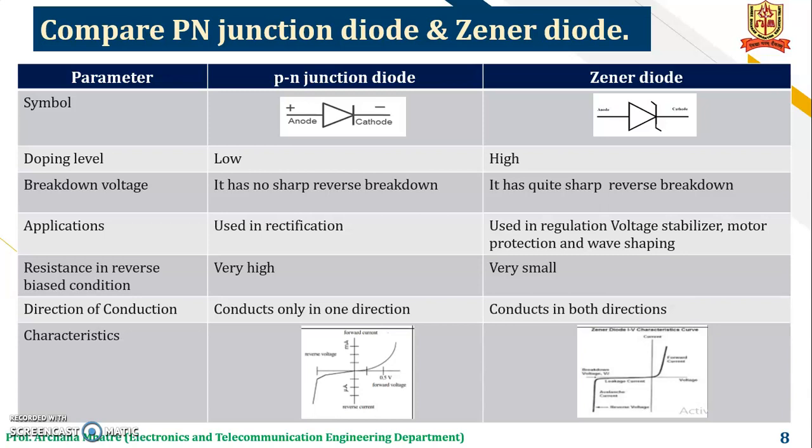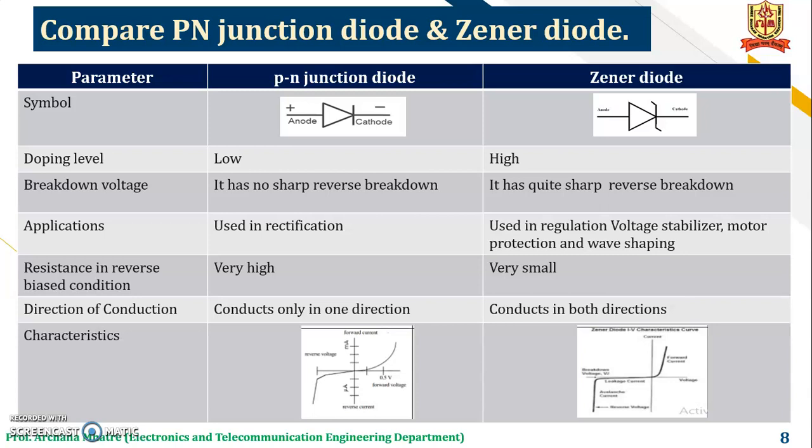Now comparison of p-n junction diode and Zener diode. First parameter is symbol. Symbol indicates the p-n junction and Zener diode. Next parameter is doping level. For p-n junction it will be low, for Zener diode it will be high. Next is breakdown voltage. p-n junction diode has no sharp reverse breakdown, and Zener diode has a quite sharp reverse breakdown.